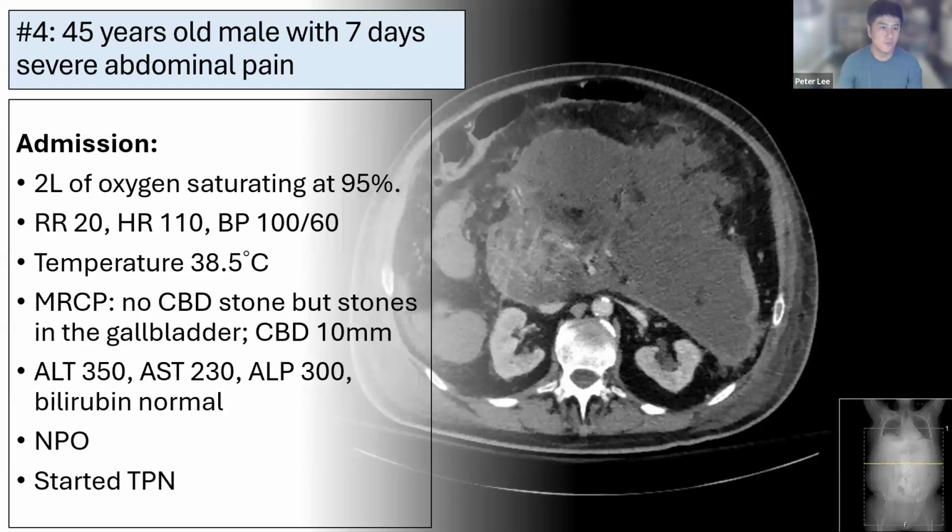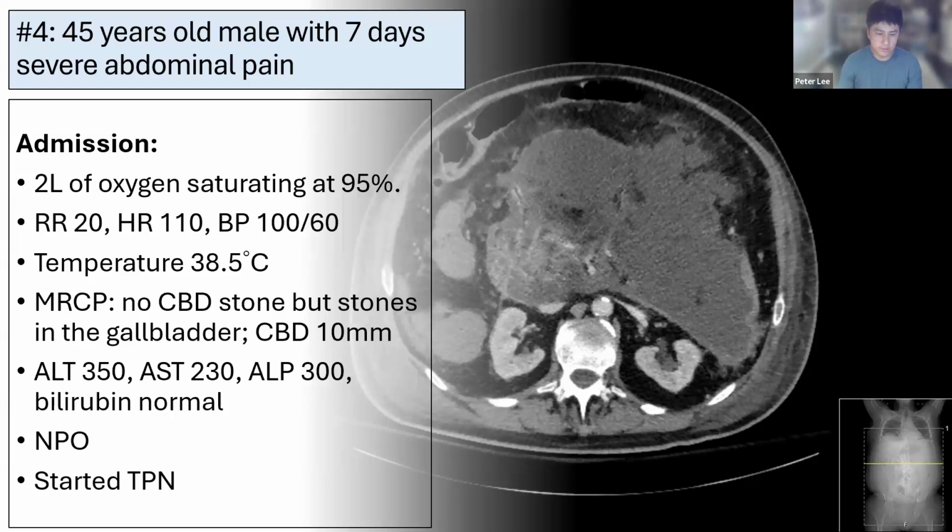Last case, 45-year-old, I have 1 minute. Male with 7 days history of severe abdominal pain. The patient is in SIRS, febrile, thinking that this is biliary etiology. Bile duct is dilated, but there's no stone in the bile duct, but there are stones in the gallbladder. A little bit cholestatic, but normal bilirubin.